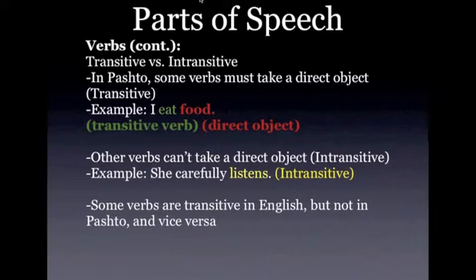Other verbs in Pashto can't take a direct object, and these are called intransitive. An example of this one is she carefully listens. There is no direct object in this sentence, and the verb listens is intransitive. Some verbs are transitive in English, but not in Pashto, and vice versa. So you'll have to pay attention to these differences as you get farther into your studies.